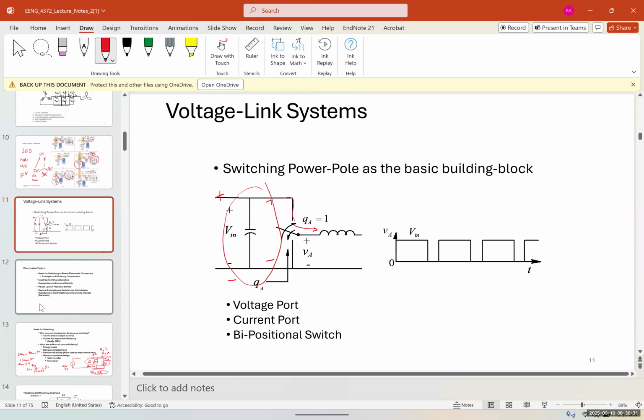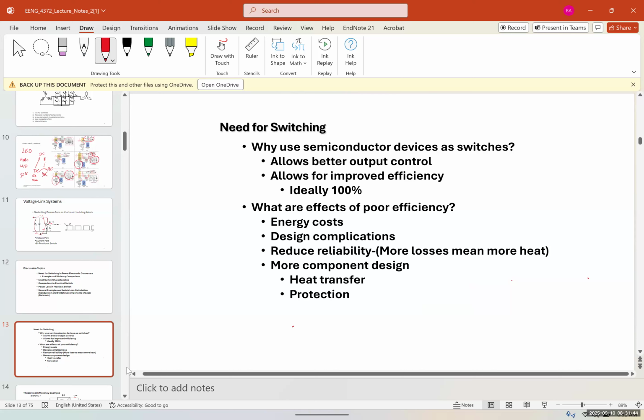So why do we need switching? Why do we use semiconductor devices as switching? Because first, it allows better output control. We can have higher frequency response. It allows for improved efficiency. Ideal situation is 100%, and I'll give you some examples. What are the effects of poor efficiency?